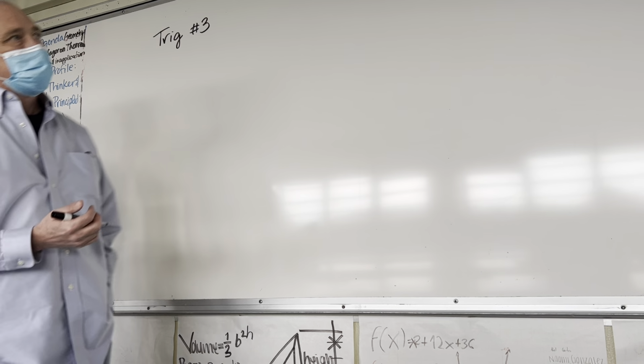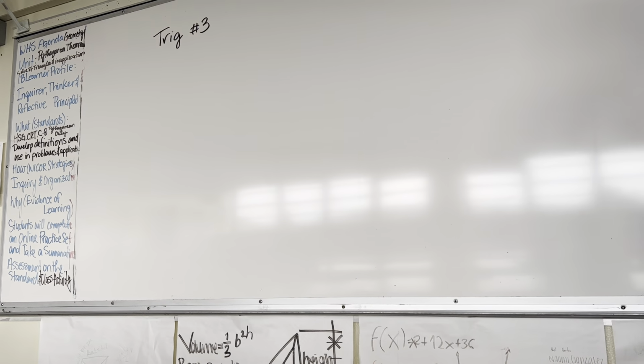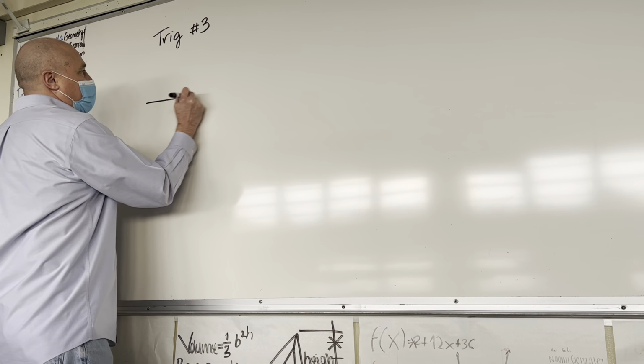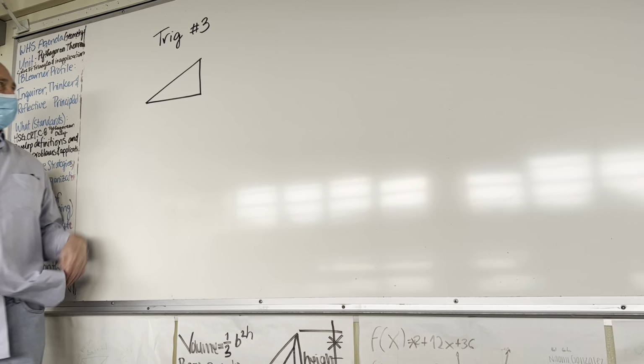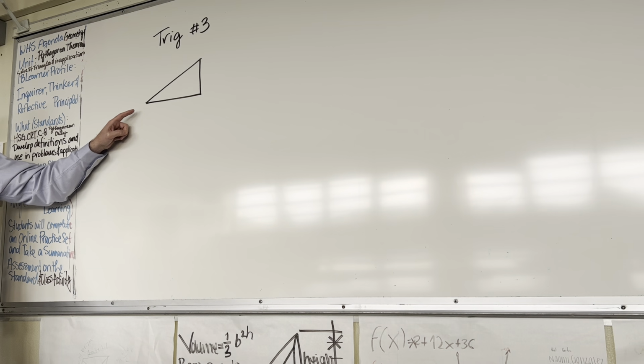All right, so let's go back and review the parts, the names of the sides. So, first off, can you say that this is a right triangle? No. Why not? What do you need to see to know for sure?